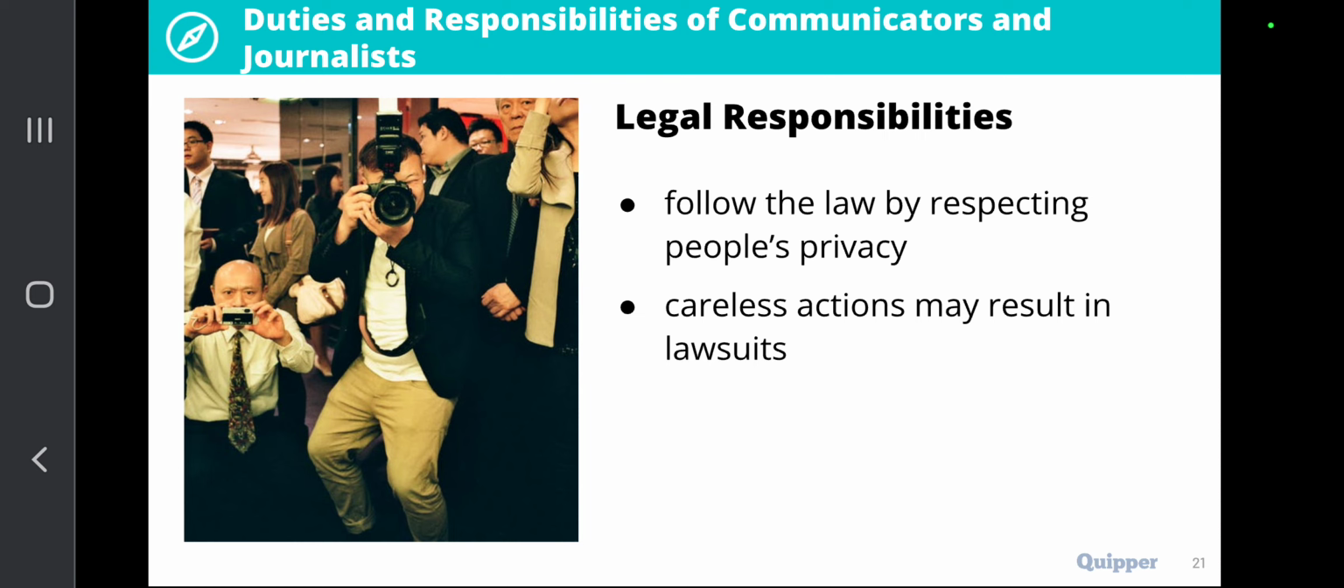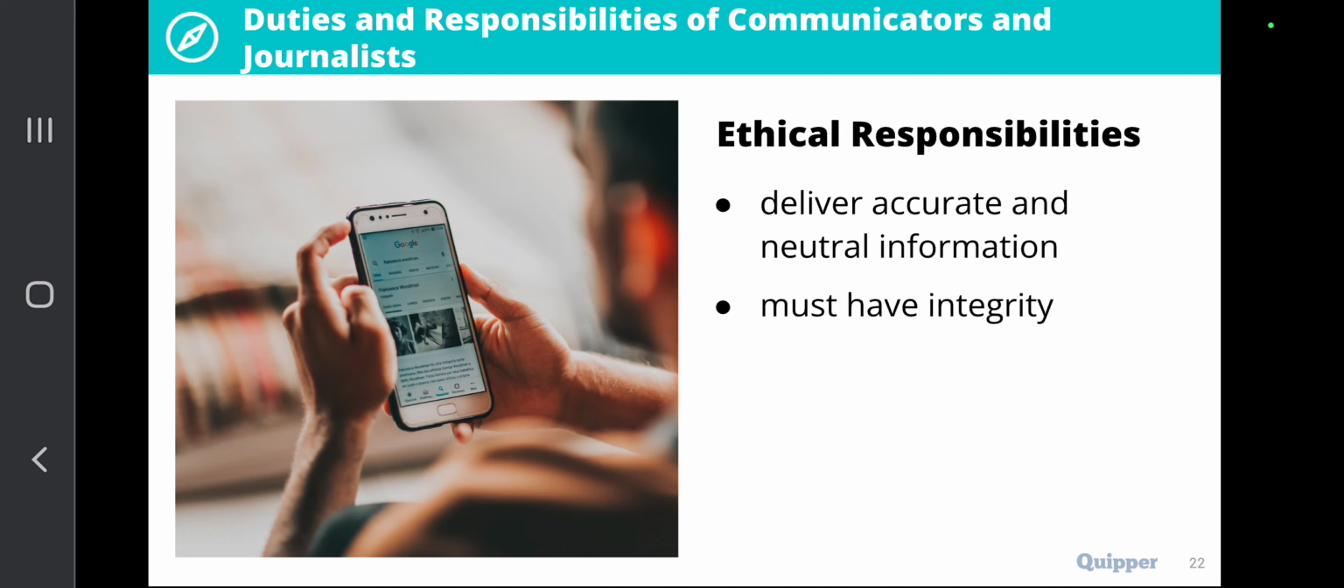right? Last duty and responsibility of communicators and journalists, we have the ethical responsibility. Whether you're a communicator or a journalist, we also, as people, as humans, we need to consider ethical responsibility. Now, as communicators and journalists, in that context and in that regard, our ethical responsibility now is to deliver accurate and neutral information. Remember that it should be in the service of truth. So the information should be neutral.